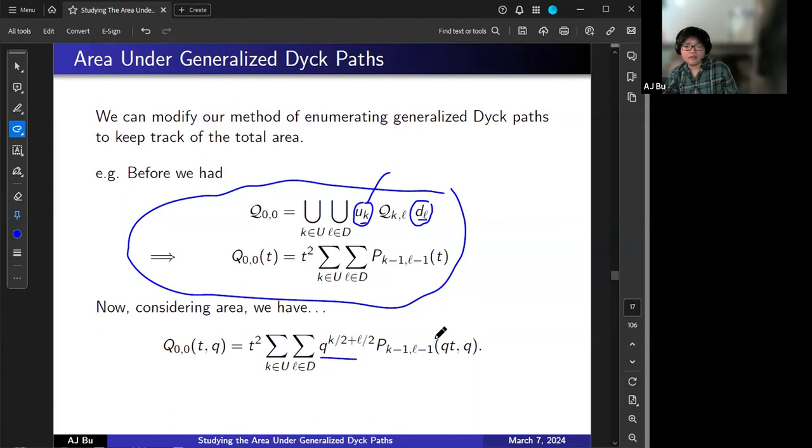And then since we did that shift of moving everything down by 1 unit, we're going to have to add a unit block beneath each step. So we're going to have now P sub K minus 1, L minus 1 of QT, Q, instead of just T.